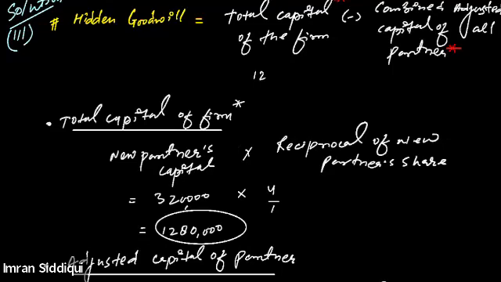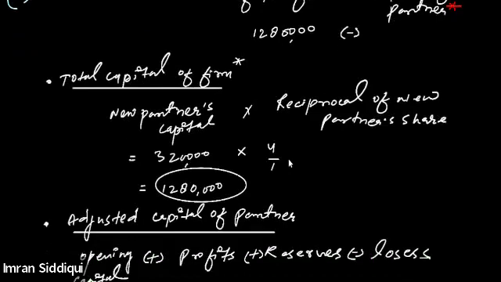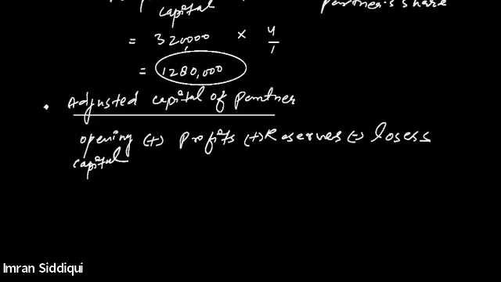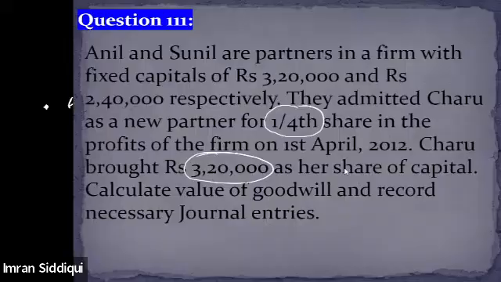12,80,000. I hope it is clear, everyone. Now we need the combined adjusted capital of all the partners. So we'll start with partner A, that means Anil. What do we need to find out the adjusted capital of the partner? We need opening capital, profit, reserve, and losses. But since in this question no profit, no loss, and no reserve is given, only the opening capital balances of the partners are given, we can simply presume that there is no profit, no reserve, no loss.